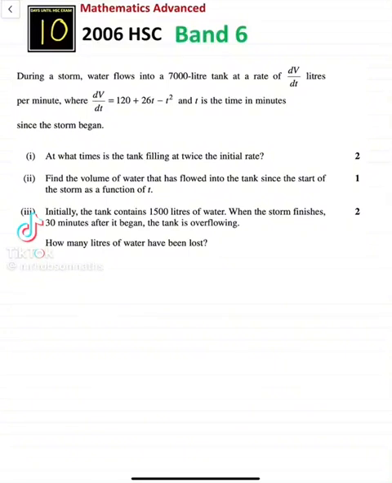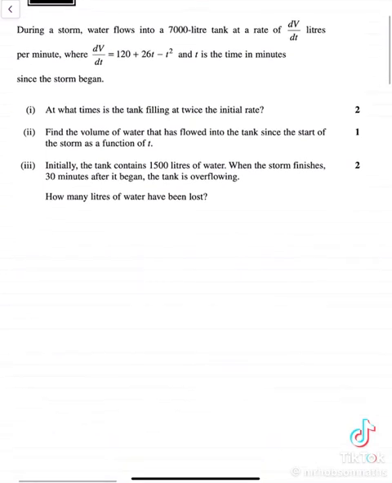HSC today, here's a band 6 question from 2006. Probably more of a band 5 nowadays, but there we go. During a storm, water flows into a 7,000 litre tank where dV/dt is that and t is in minutes. At what times is the tank filling at twice the initial rate?